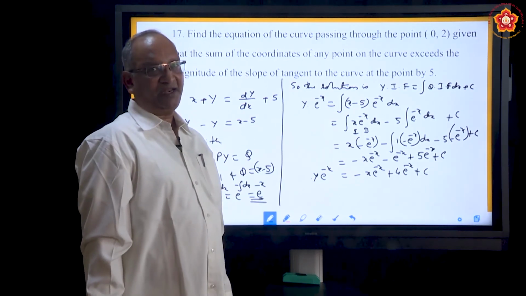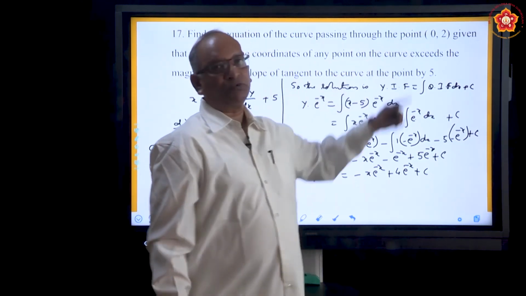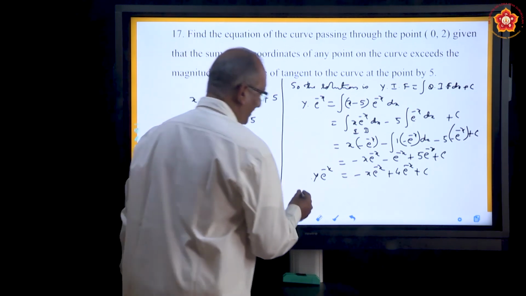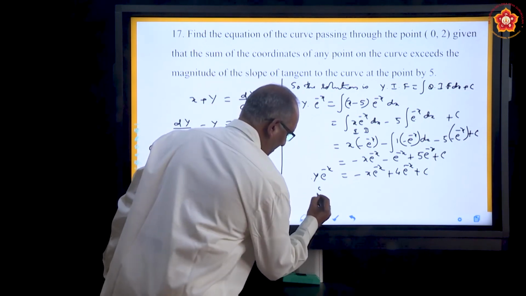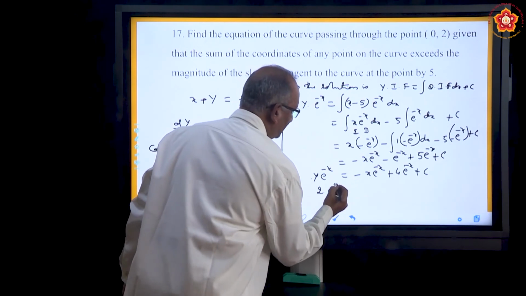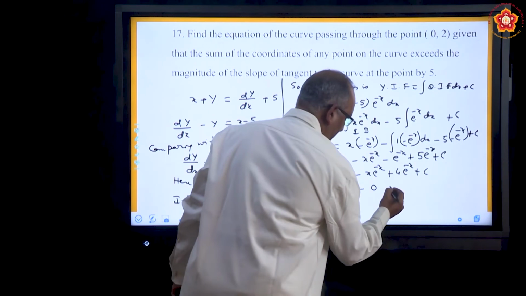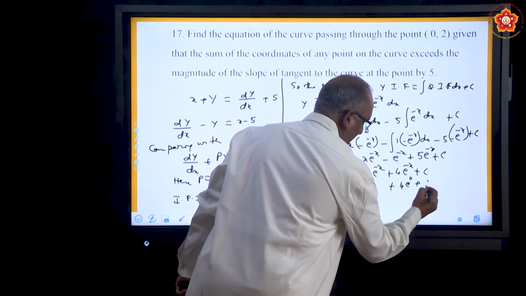How to find out the value of c? He said that the curve is passing through the point (0, 2). Substitute x is 0, y is 2. So, what you will get? You will get 2 into e to the power 0 equal to, this will automatically become 0, this will be 4 e to the power 0 plus c.